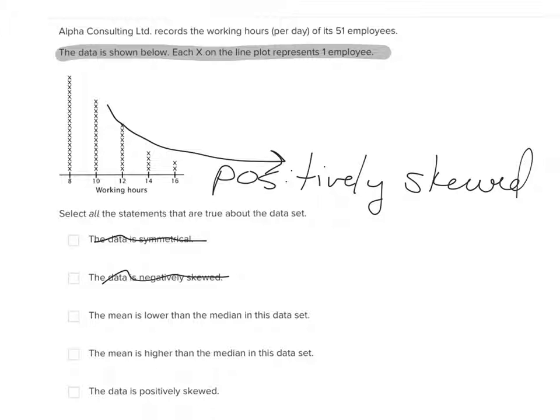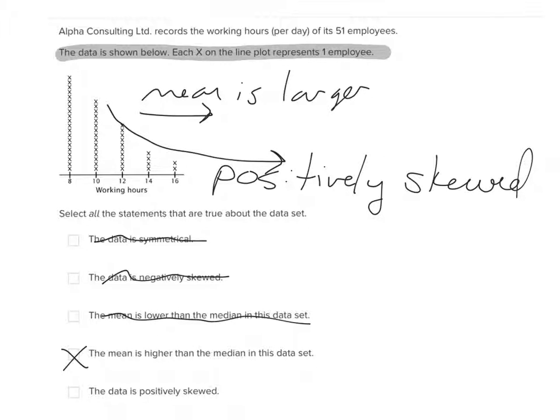The mean is lower than the median in this set of data. Okay. So the mean is always going in the direction of the tail. If the tail goes to the right, that means that the mean is larger, which is the case in this data display. So the mean is not lower. The mean is actually higher than the median in this set.